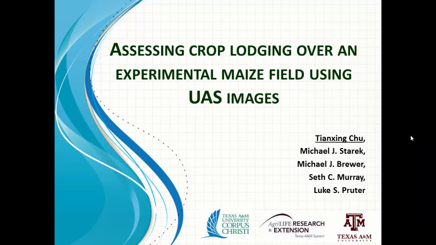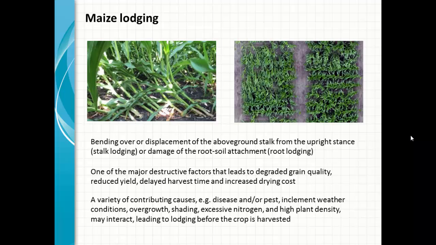I work with Dr. Michael Stark, and one research we are undertaking is assessing crop lodging over an experimental maize field using UAS images. Why are we talking about maize lodging? Well, there are two kinds of lodging: stalk lodging and root lodging. Stalk lodging refers to bending over or displacement of the above ground stalk from the upright stand. The other type is root lodging, which refers to damage of the root-soil attachment.